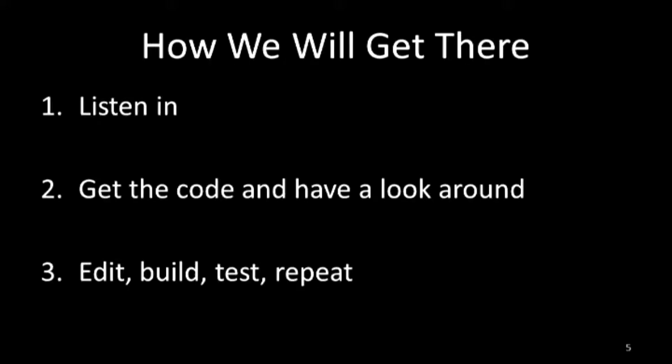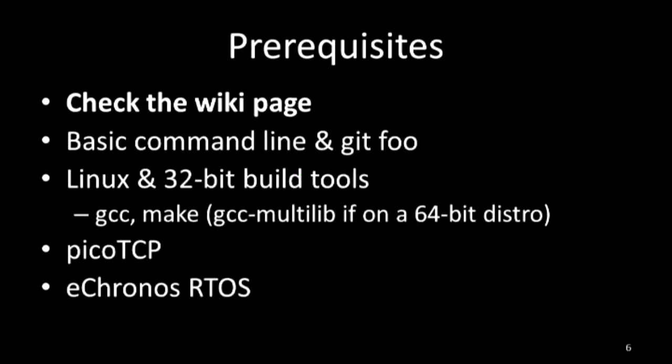Cool. So as I mentioned, you can just listen in. You can have a look at the code without actually compiling it, or you can do the whole edit, build, test, and repeat cycle. It's up to you. I mentioned the wiki page. What you probably need to get the most out of this is to have some idea about how to use the command line and use Git. You will want some sort of Linux with 32-bit build tools, which basically means GCC and make. And if you're on a 64-bit system, you want to install what is called GCC multilib, at least on Debian-based distros. Not sure what that looks like on other distros.